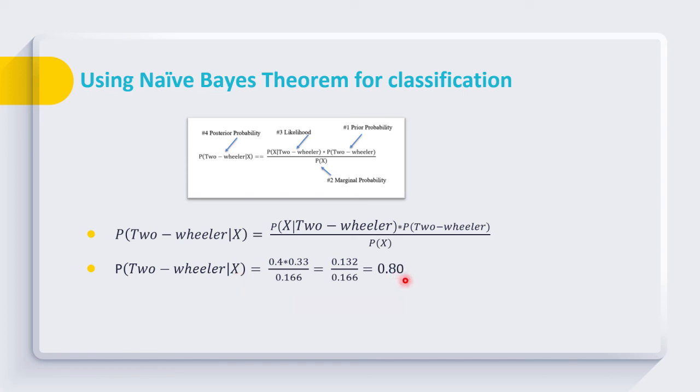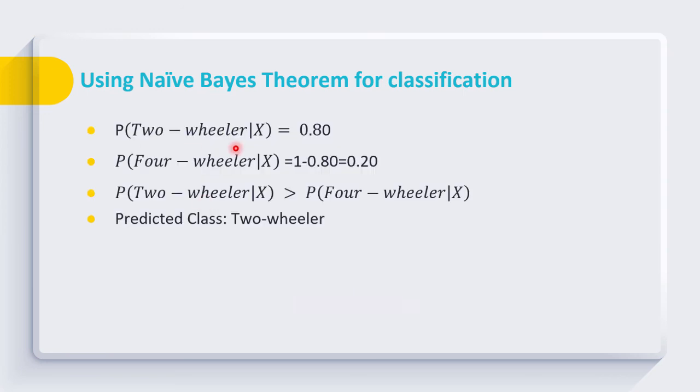Since this is a binary classifier and we know the probability of our one class, so I can simply calculate the probability of four-wheeler given x by subtracting 0.8 from 1, which is 0.2. It means that probability of two-wheeler given x is 0.8, while probability of four-wheeler given x is 0.20. So we can conclude that the predicted class will be two-wheeler because it has more probability as compared to four-wheeler given x.